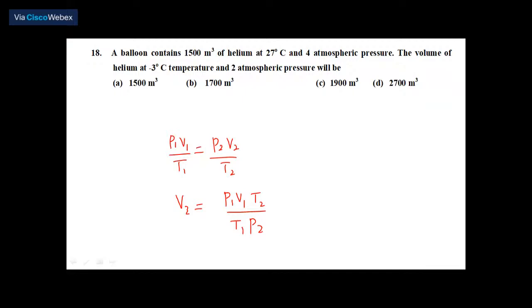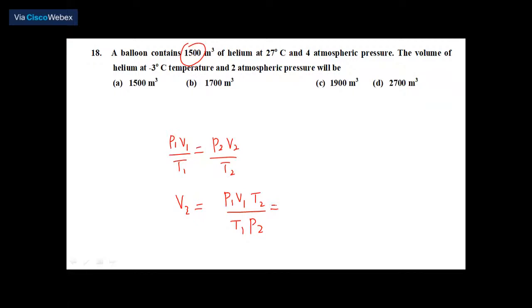Now substitute for all the quantities. Initial volume V1 is given. It is 1500. Temperature you have to express in Kelvin. Initial pressure P1 is 4 atmosphere. New pressure P2 is 2 atmosphere. And new temperature is minus 3 degrees Celsius. Capital T is equal to small t plus 273. That is minus 3 plus 273. It is 270 Kelvins. You substitute for all of them, you'll get the final answer.